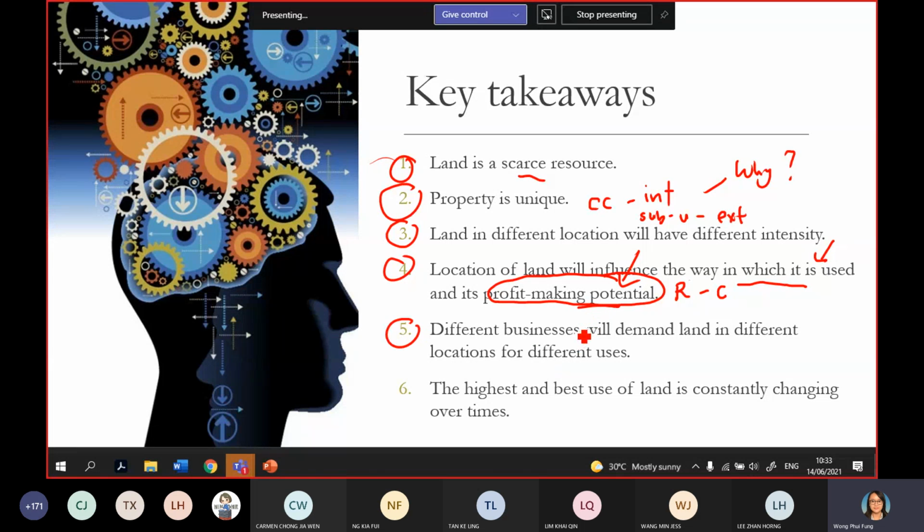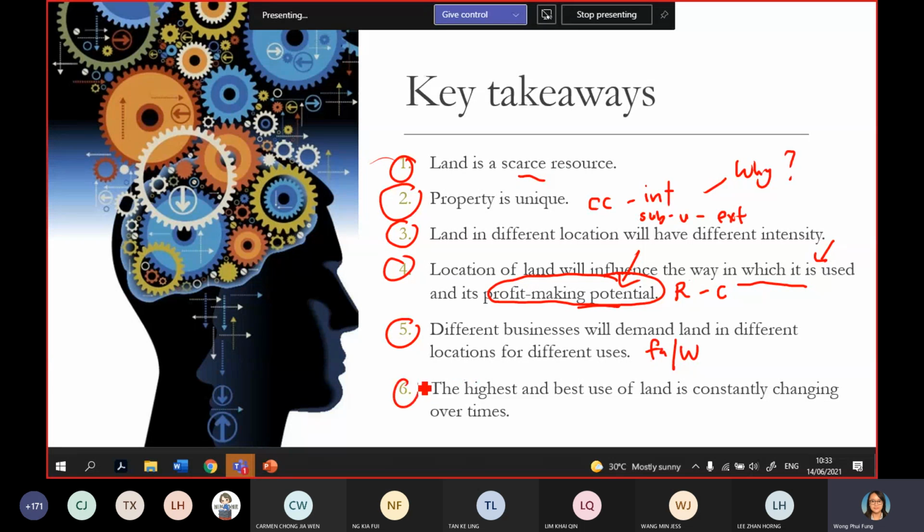Okay, so different businesses will demand land in different locations for different uses. So this is what I meant just now. Okay, retail, they will foresee that they make their business in city center, they can earn more profit to cover. So they will choose to locate their business in suburban, whereby factory, warehouse, industrial development, they will foresee that they need a bigger space, so they will surrender the city center, move away their business to suburban after evaluate the profit.